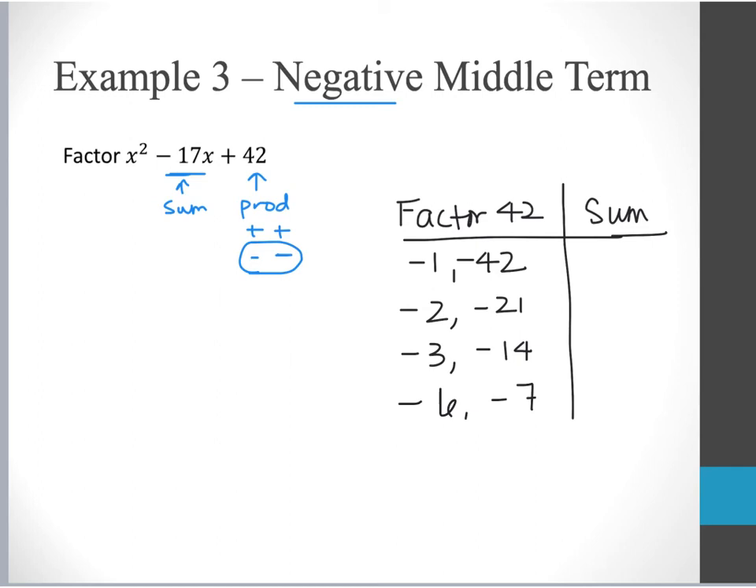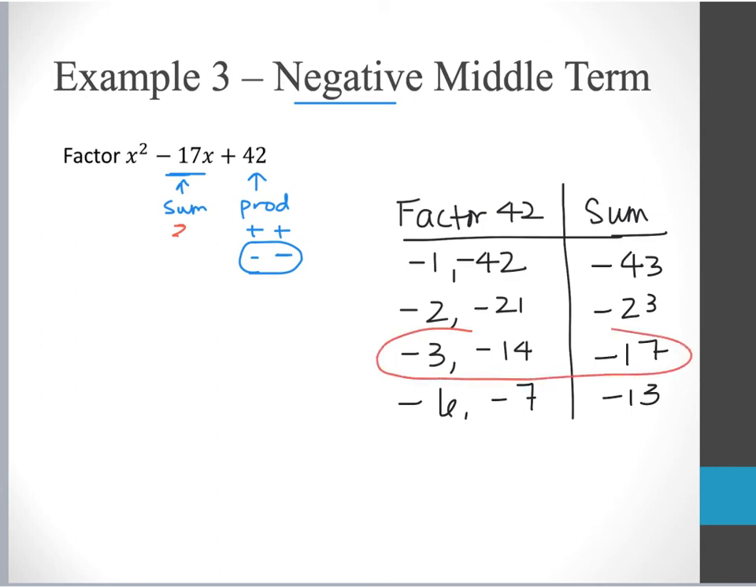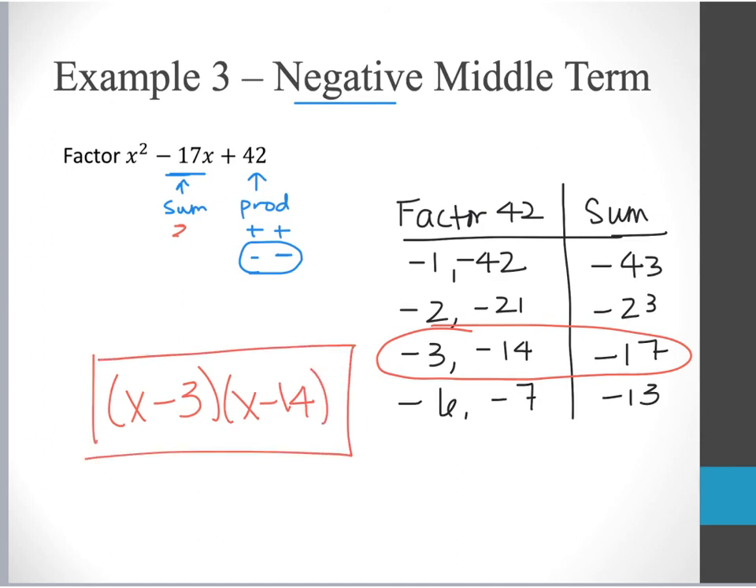Now I'm going to add these up in my sum column. So I have negative 43, negative 23, negative 17, and then negative 13 for my factors. Again, I want to find the sum that gives me negative 17. That tells me that my factors are negative 3 and negative 14. So my factors are (x minus 3) times (x minus 14). And if you wanted to, you could reverse the order, and that's fine as well.